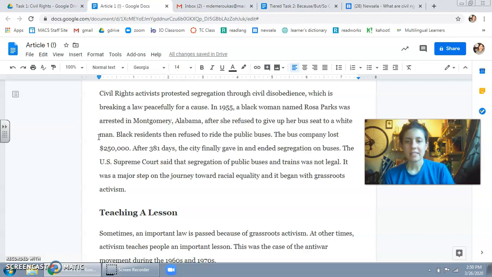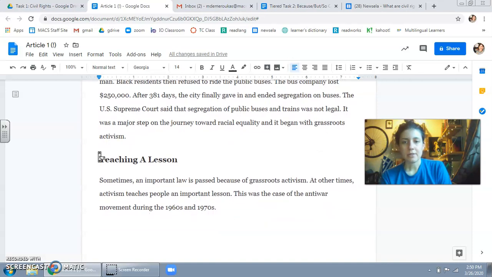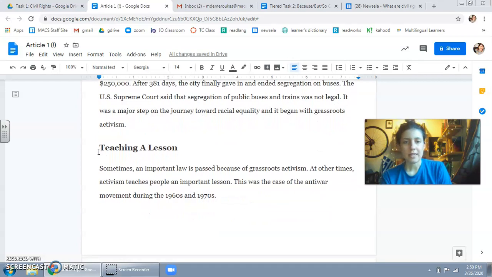Black residents then refused to ride the public buses. The bus company lost $250,000. After 381 days, the city finally gave in and ended segregation on buses. The U.S. Supreme Court said that segregation of public buses and trains was not legal. It was a major step on the journey toward racial equality, and it began with grassroots activism.